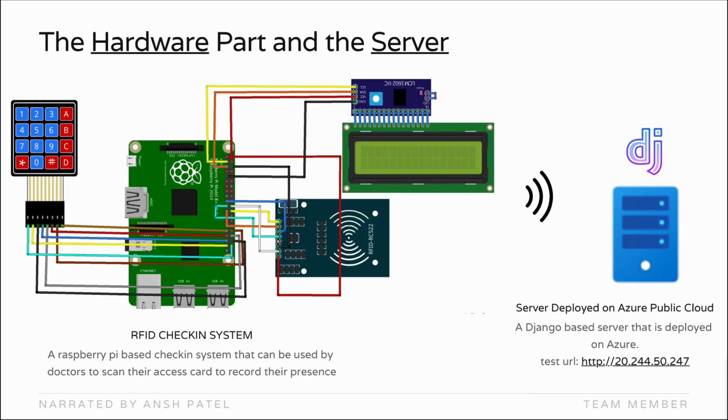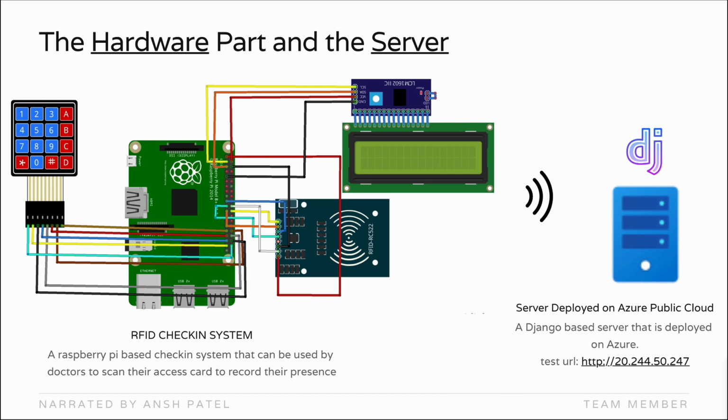Moving on to the hardware. The hardware comprises a robust Raspberry Pi based system with an RFID reader, an LCD display, and a 4x4 keypad. All the doctors are given an RFID card with a unique ID. When they tap it on the sensor, it checks them in and displays a welcome message on the LCD. This action sends a post request to the backend, which updates their status to checked in. This is used to detect the presence of the doctor.